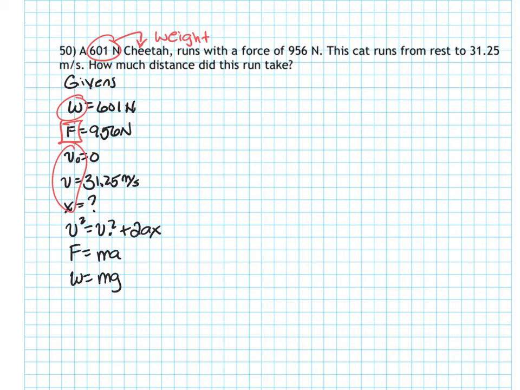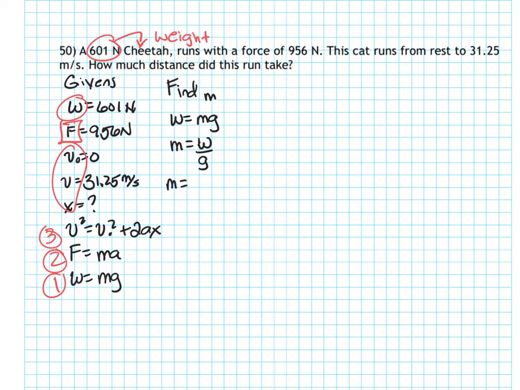So in terms of solving this in the order that I'm going to do, I'm going to start from the bottom working up. That's the first step, second step, third step. All right. First step, find the mass. Find m. What I know is weight is equal to mass times gravity. So the mass is equal to weight divided by gravity. So the mass is equal to the weight, 601 newtons, divided by 9.80 meters per second squared.